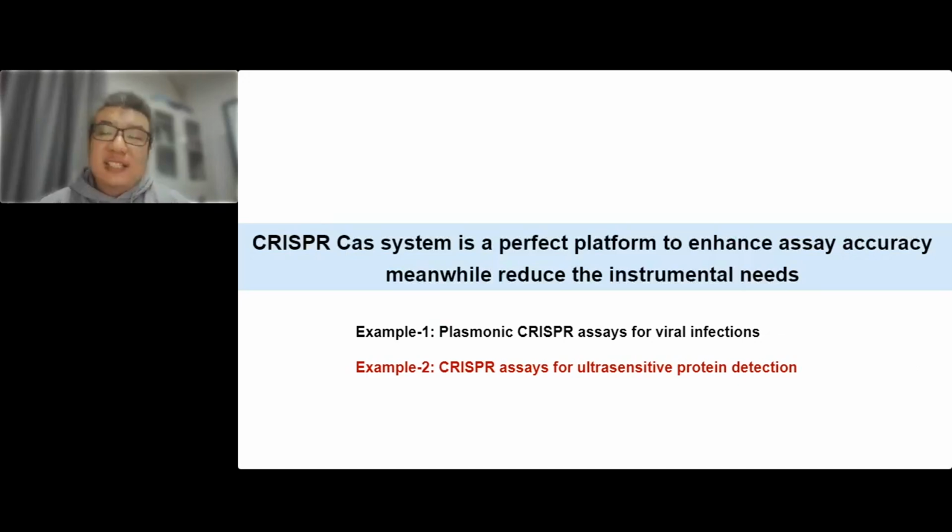So this is the first example of how we can make use of CRISPR combined with plasmonic nanoparticles to develop colorimetric systems for viral infections. The second system is to make use of CRISPR to develop ultra-sensitive platforms for protein detection.